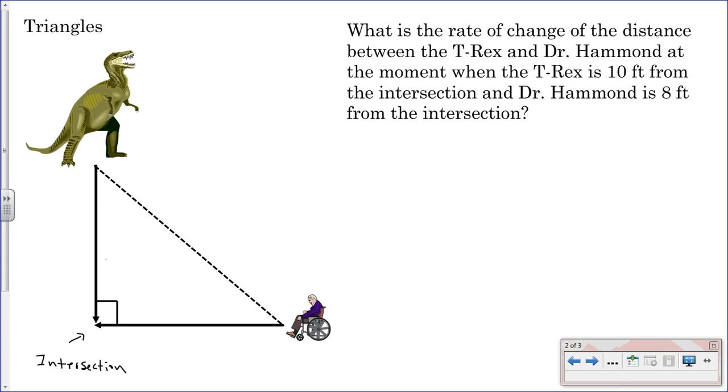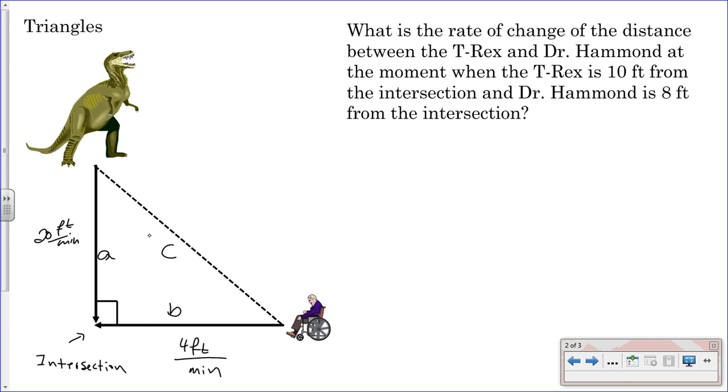Okay, we'll call this A, this B, and this C because it's a triangle. So we want to find out the distance of C, when the T-Rex is 10 feet from the intersection and Dr. Hammond is 8 feet from the intersection. Now, the T-Rex is moving at 20 feet per minute, and Dr. Hammond is only moving at 4 feet per minute. We want to know how fast the distance is closing when the T-Rex is 10 and Dr. Hammond is 8 feet from the intersection.